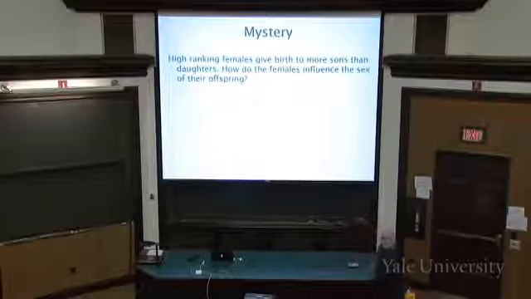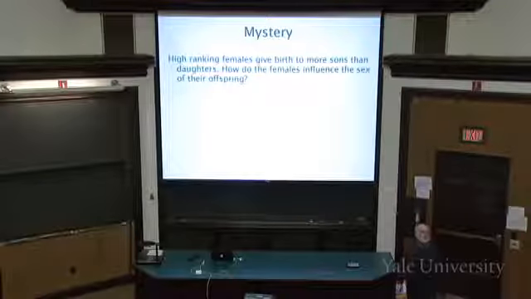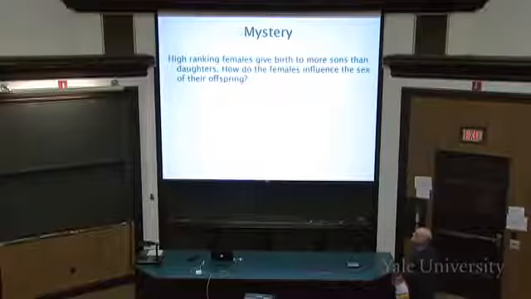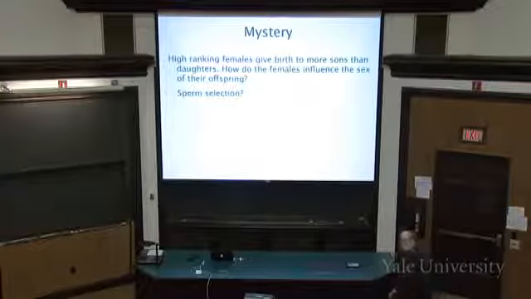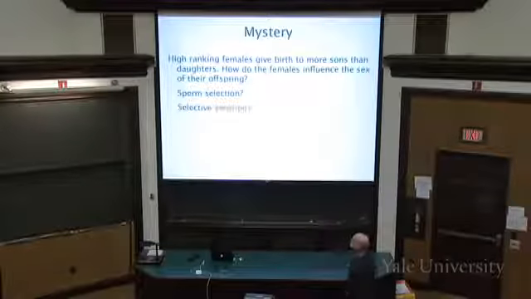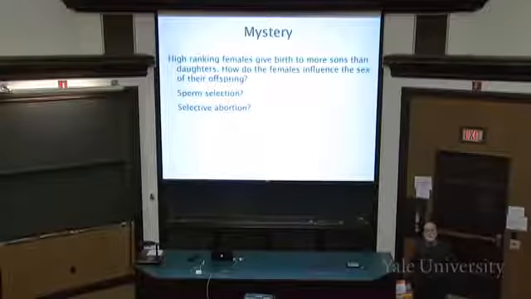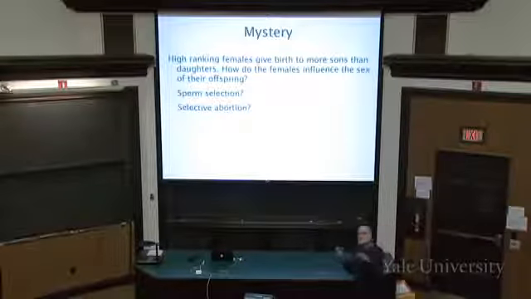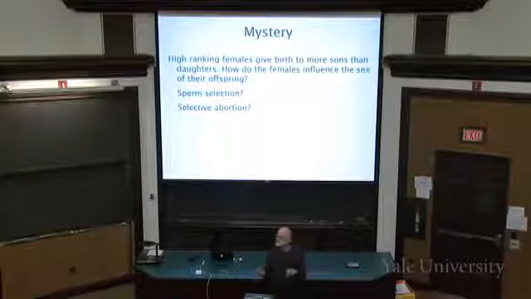Now, high-ranking females in red deer do give birth to more sons than daughters. They have a distorted sex ratio at birth. So the question is, how do the females do that? Well, they could be doing it with sperm selection, if they could detect whether the sperm were X or Y bearing sperm. They could do it with selective abortion if somehow the conflict between mother and offspring has been resolved in favor of the mother.